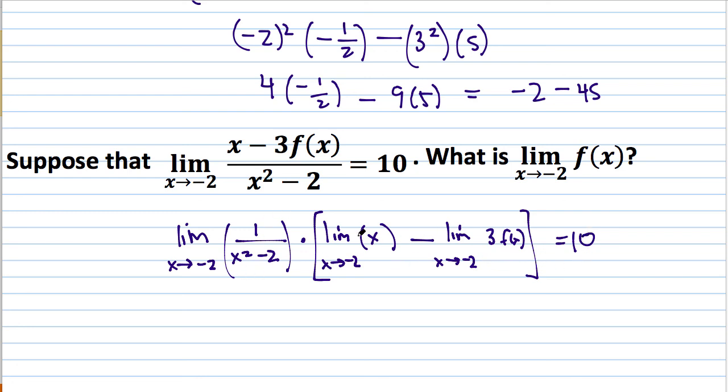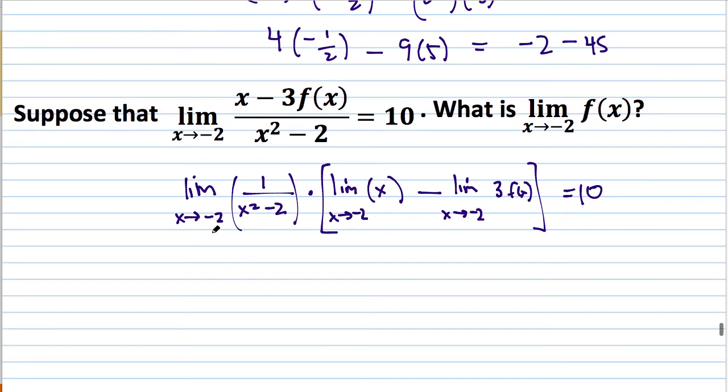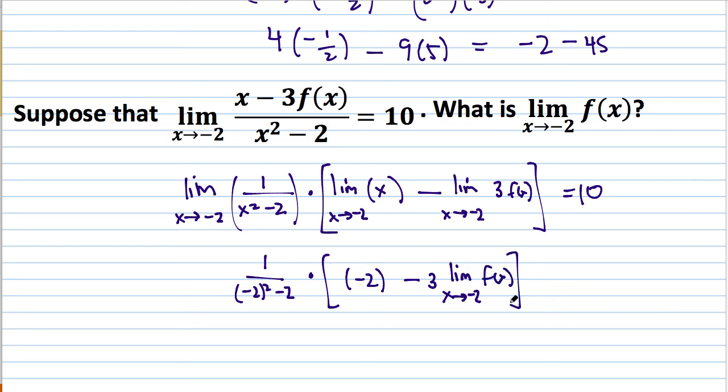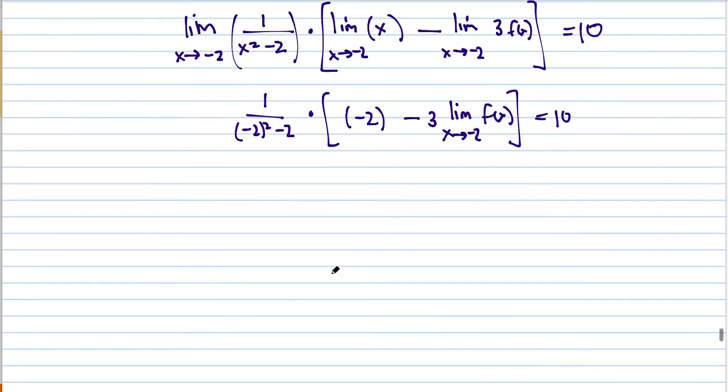So going through this, I can do some substitution. Here I can just say this limit is 1 over negative 2 squared minus 2. Then multiplying, again I can do some substitution. This is just negative 2. Here I don't really have any substitution to do, I'm just looking for it. So I can pull the 3 out, however. So I have now 3 times the limit as x approaches negative 2 of f of x. And then this is equal to 10.